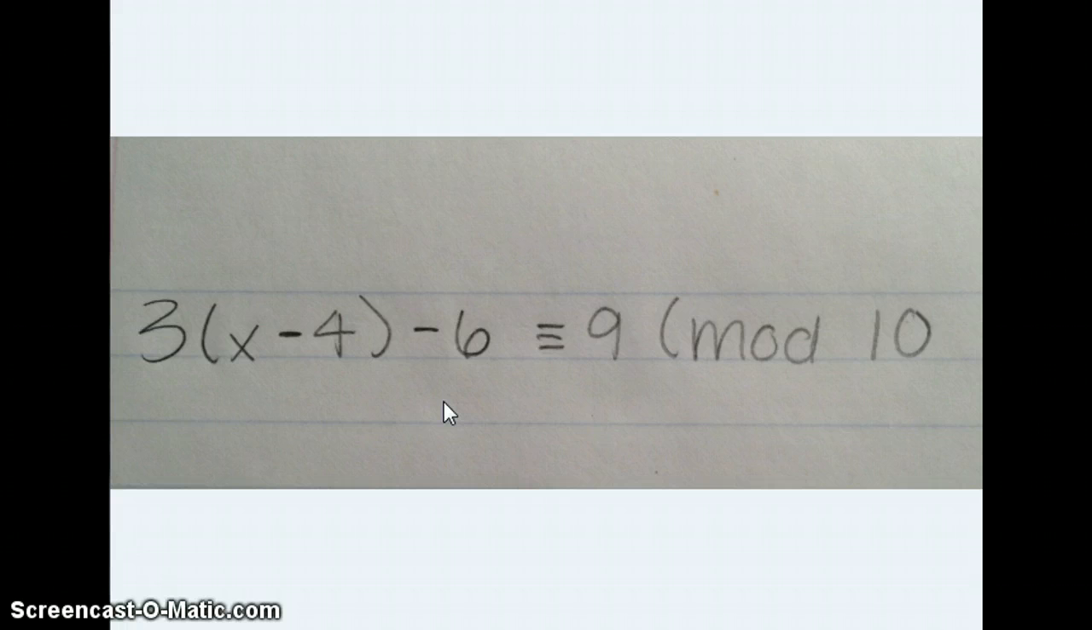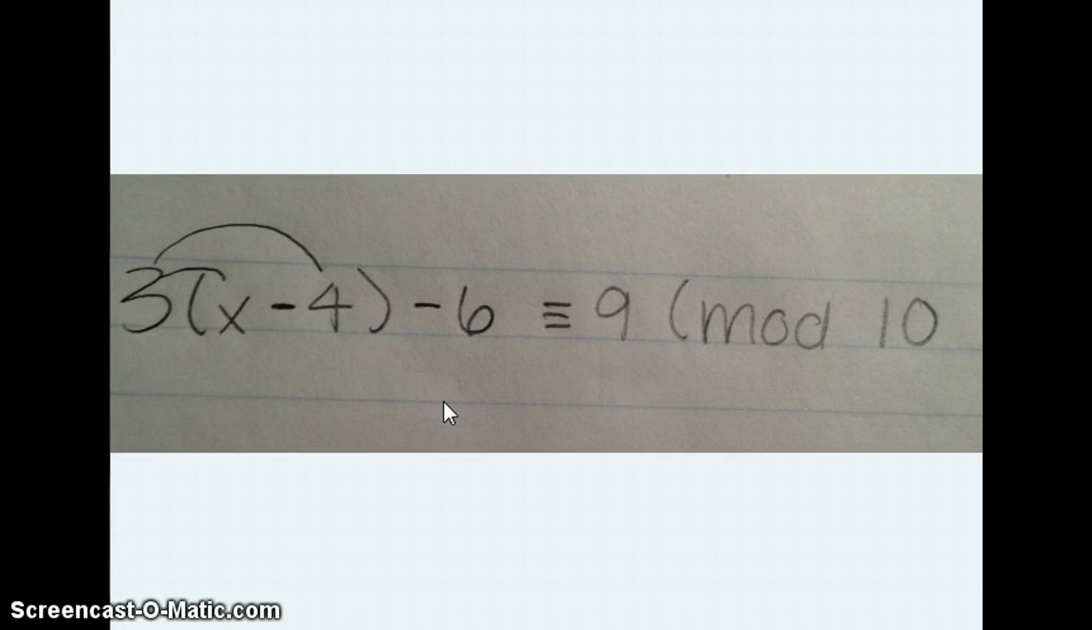We have mod 10 and we started off with 3(x minus 4) minus 6 is congruent to 9 mod 10. The first step was we distributed. You multiply the 3 and the x to get 3x, the 3 and the negative 4 to get negative 12, and you have the rest of the problem, negative 6 is congruent to 9 mod 10.